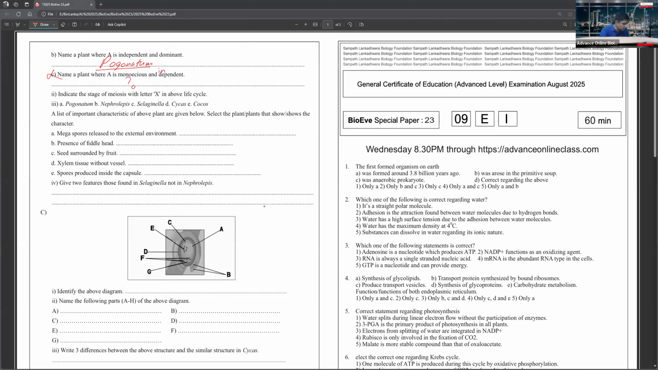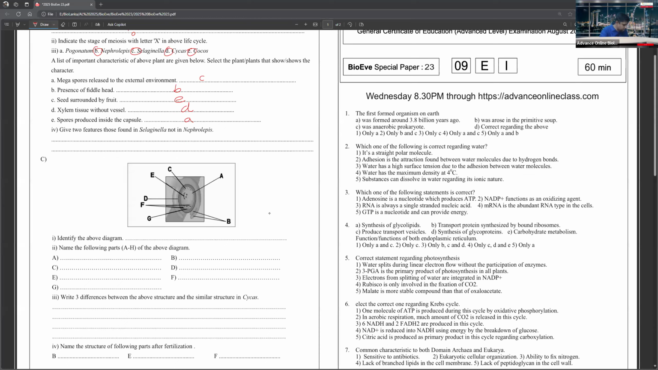Megaspore released to external environment. What is that, people? Selaginella. Shall I write the letter? Selaginella can make the C. Plant with fiddlehead, B. And seed surrounded by fruits, E. And xylem tissues without vessels, D. And then spores produced inside of the capsule, A. Give two features found in Selaginella, not in Nephrolepis.